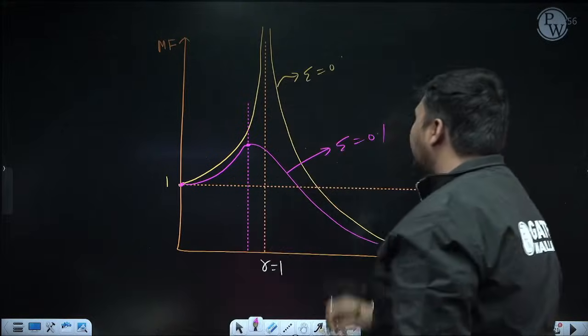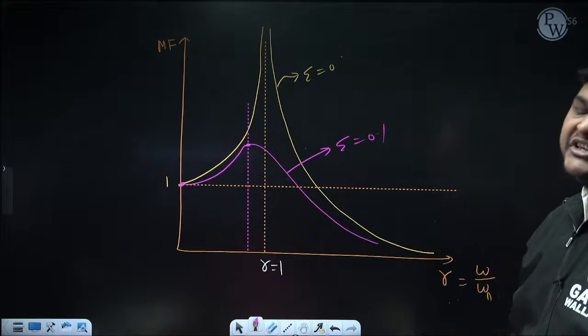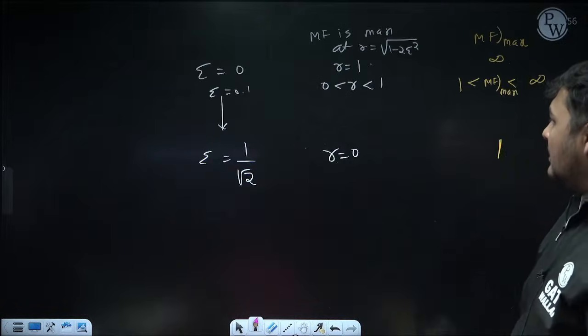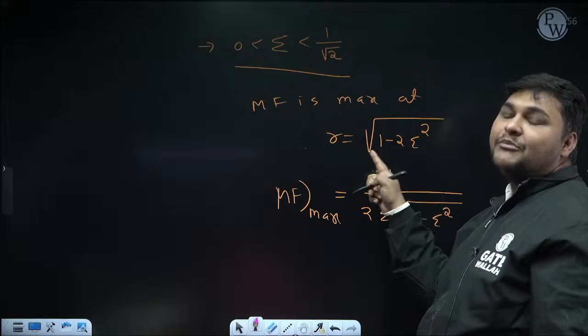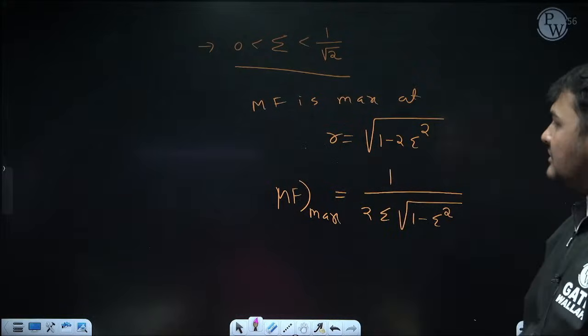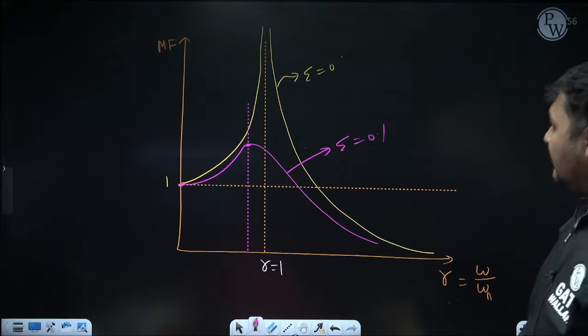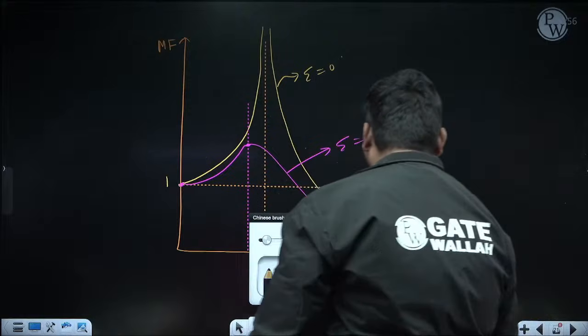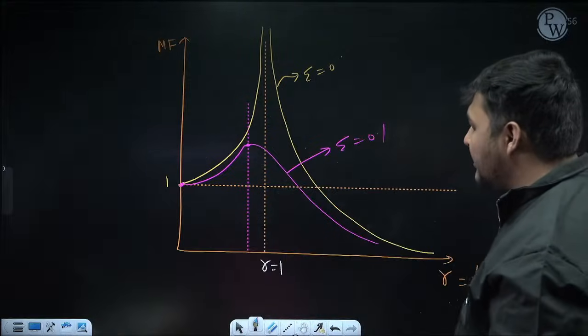If I ask what is the critical value of R at zeta equal to 0.1? This. Why is it critical? Because at this R, MF is maximum. Similarly, suppose I am drawing the graph for zeta equal to 0.2. Now this thing will fit in your mind.